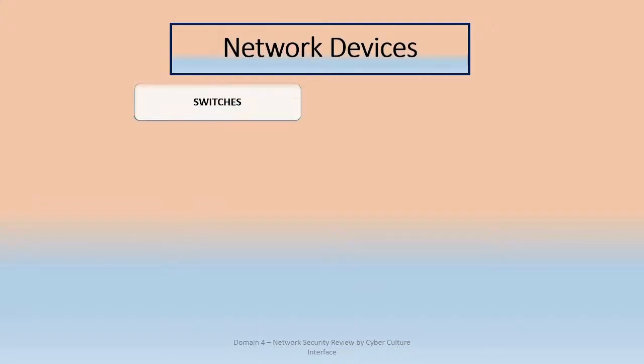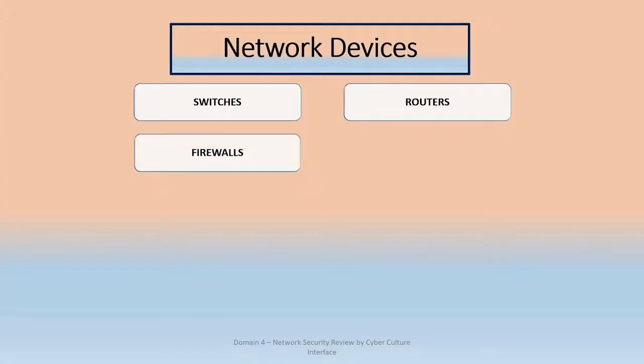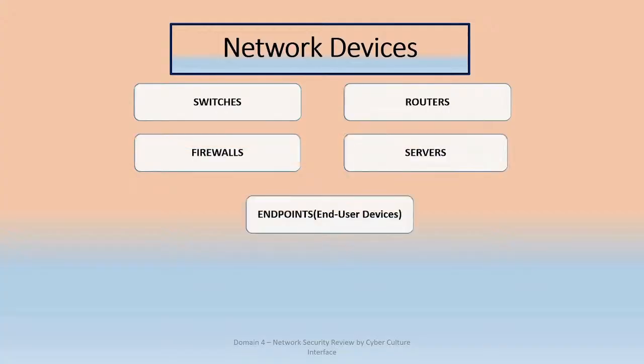Network devices: switches, routers, firewalls, servers, and endpoints. These network devices are things that you have to come across a lot while studying and even in practice as a cybersecurity engineer. Switches are used for sending data or traffic to the right device within your local network.